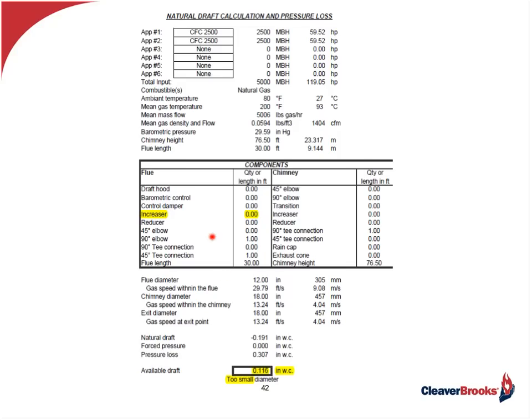Now, I've highlighted a spot here in the draft calc where we did not include an increaser, which we would normally consider, but we're going to go with the example we talked about, using a same size diameter breeching, which is a 12-inch for the boiler exhaust fitting, showing us that we're going to have an available draft of a positive 0.116 inches water column. Again, the calculation is telling us it's too small of a diameter.